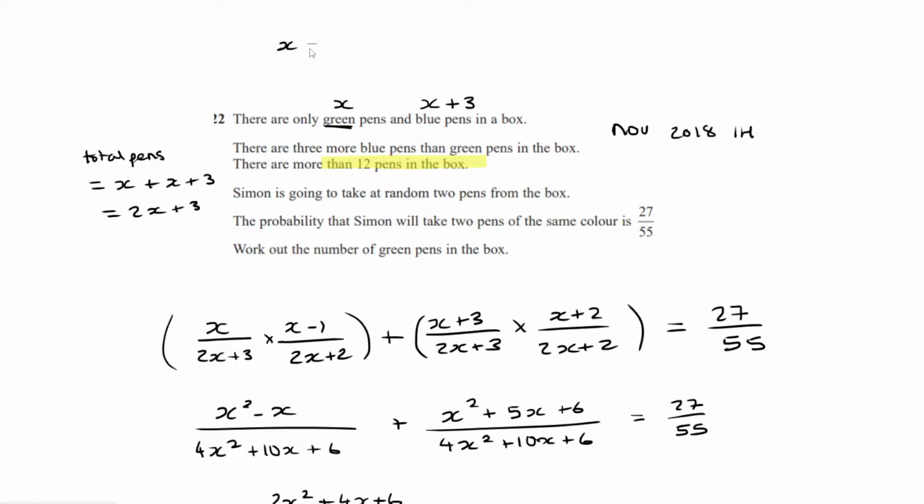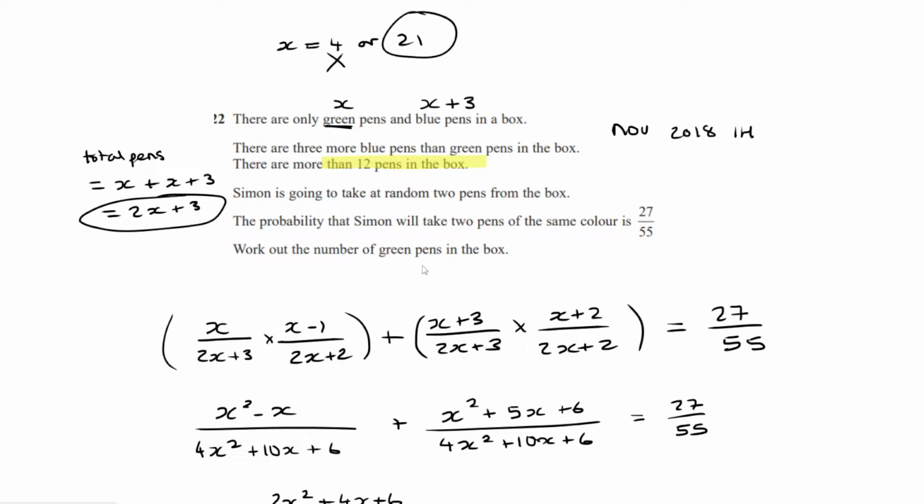So we said x is either 4 or 21. If it's 4, we said the total number of pens is 2x plus 3, isn't it? Do you see how 2 times 4 is 8 plus 3 is 11? That wouldn't be enough, would it? So it has to be 21.